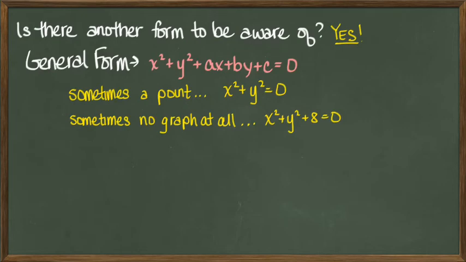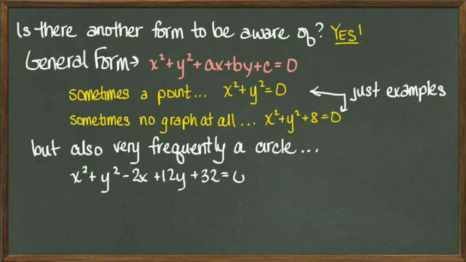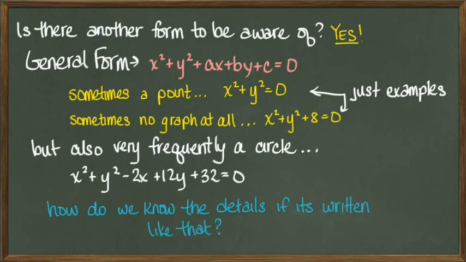x squared plus y squared plus 8 equals 0. Well, if I move that 8 to the other side so that it looks like that standard form equation, it's negative 8. You can't have a figure in the plane with a negative distance identified. Those are just a couple. There's plenty more options where those came from. But in very many of the cases that we'll look at, that is actually a circle. x squared plus y squared minus 2x plus 12y plus 32 equals 0. Mouthful, a lot of moving parts, but it is a circle, I promise.